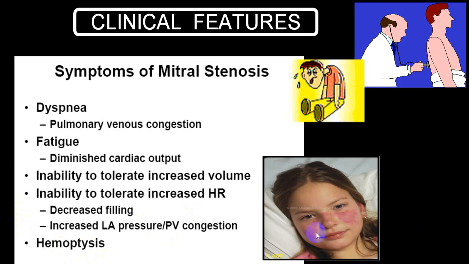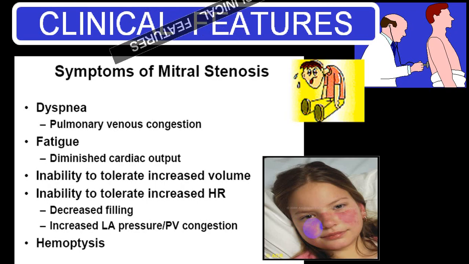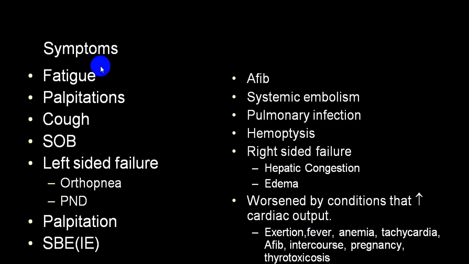Sometimes you get a malar rash, which is typically described as a mitral face. You will have increased redness over the face and nose, and that is typically described as a mitral facies. So you will have fatigue, and palpitation very frequently because of atrial flutter and fibrillation. Cough is very frequent because of increased pulmonary venous pressure, with shortness of breath.